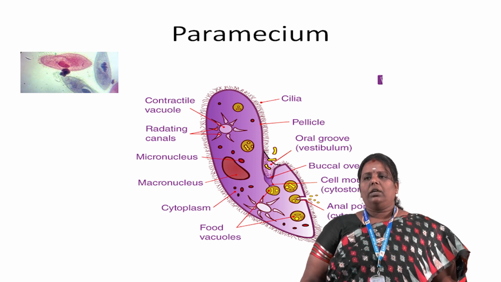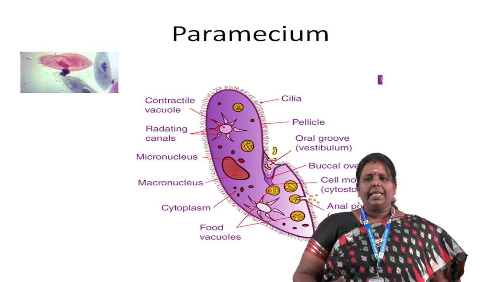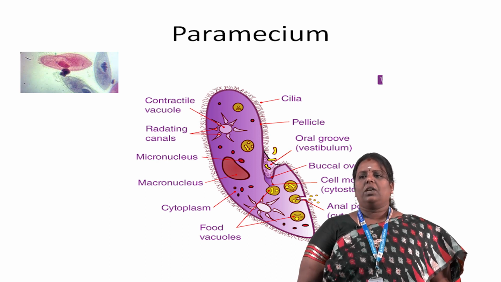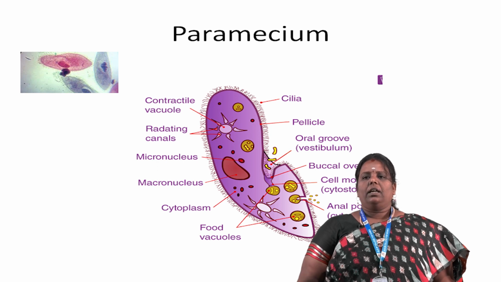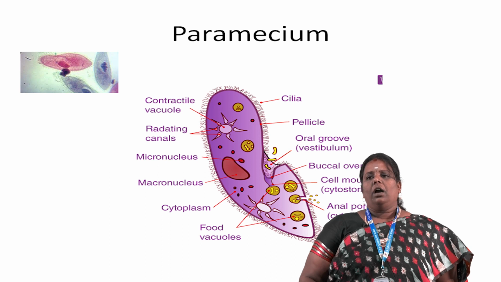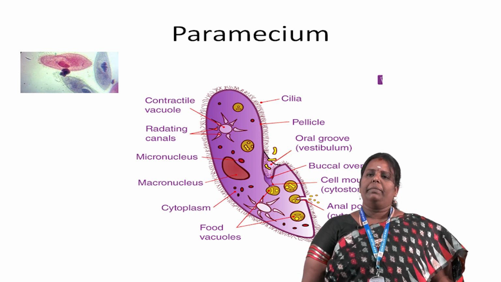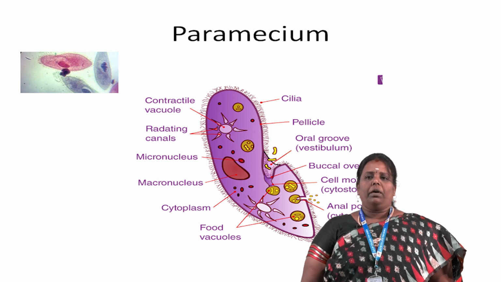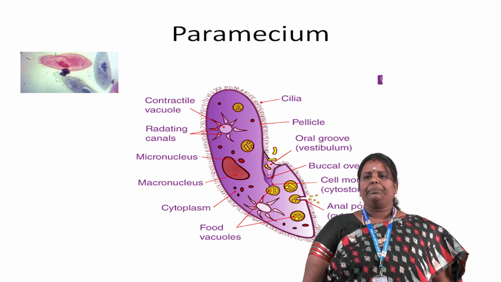The oral groove contains a cell mouth, otherwise called the cytosome, and an anal pore also. Next, cytoplasm occurs in the whole body, and a very important part present in Paramecium is the two types of nucleus. One is a micronucleus, another one is a macronucleus.